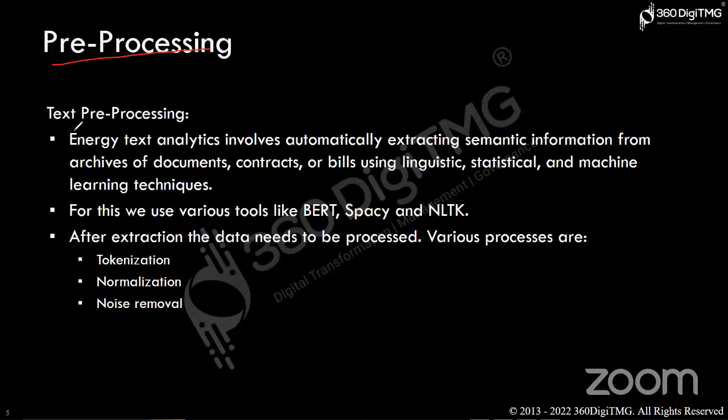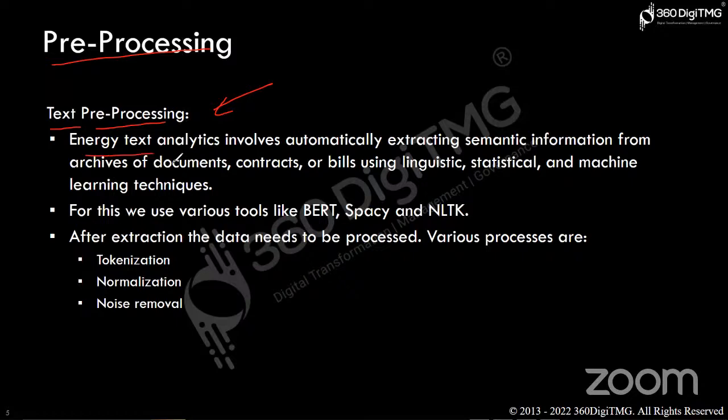Generally, data will not be present in a table form. It will not be present in a tabular form. So we need to somehow convert it into tabular form. Generally our data is present as text. So this text data we now need to convert into a numerical or tabular form. That can be done using text pre-processing.